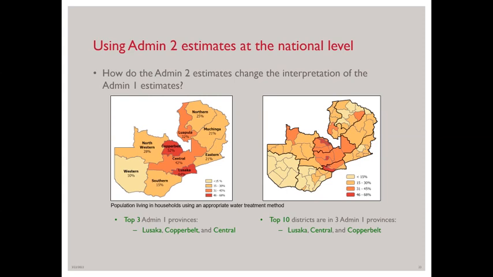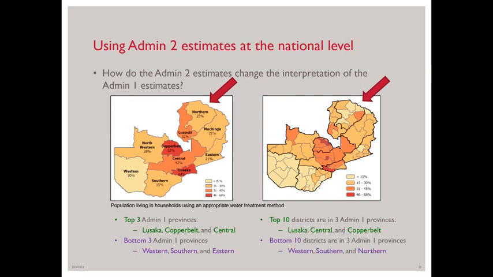Although one area to note is that the second performing district overall was actually in Central province. When you look at the admin one map, Central province is the 3rd highest province. But the disparity is more clear when you're looking at the bottom 10 districts and bottom 3 provinces here. From the admin one estimates alone, the bottom 3 admin ones are in Western, Southern, and Eastern province. But the bottom 10 districts were in Western, Southern, and Northern province. So one might want to know why this is.